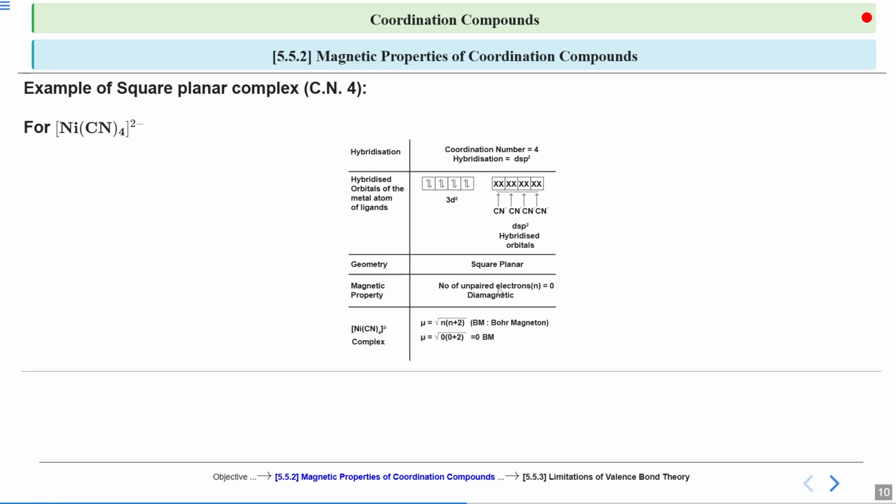So the magnetic property it is going to show is diamagnetic, and this complex [Ni(CN)4]2- will have mu, that is magnetic moment, equal to 0 Bohr magneton, because n is going to be 0. So the magnetic property shown by this complex is 0 Bohr magneton because of the absence of unpaired electrons. And why does it have no unpaired electrons? Because it has a strong field ligand which causes the pairing of electrons, due to which there is no unpaired electron present in it. So the magnetic property it is showing is diamagnetic.